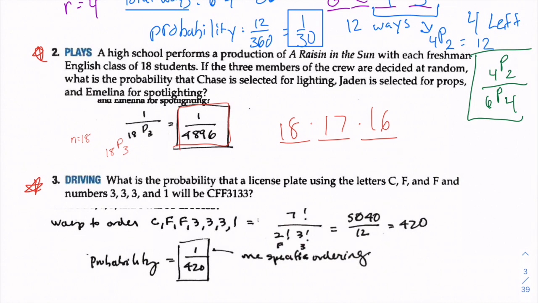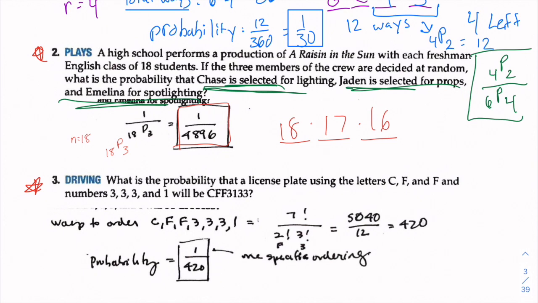A high school performs a production of A Raisin in the Sun with each freshman English class of 18 students. There are 18 students. If 3 members of the crew are decided at random, what is the probability that Chase is selected for lighting, Jaden for props, and Emelina for spotlighting? So in this case, how many specific options do you want? You want Chase for lighting, Jaden for props, and Emelina for spotlighting.